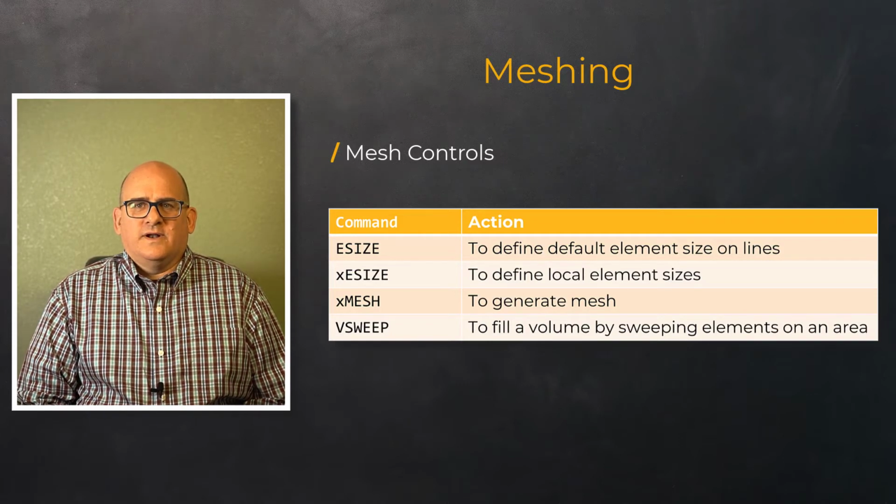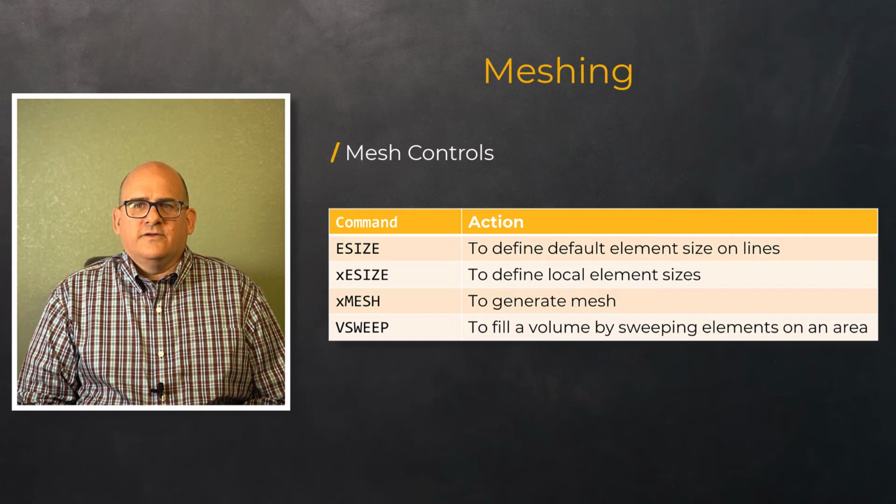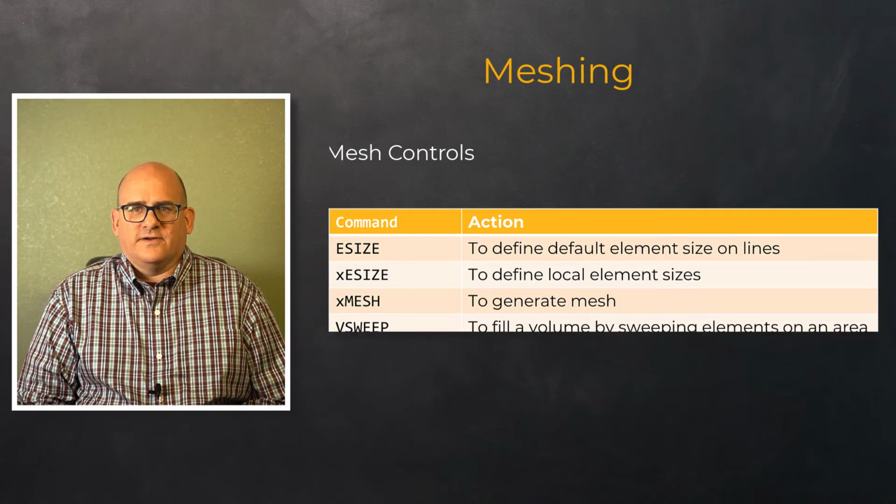The resulting mesh on one entity could be used to control the mesh size on others that share the geometric connections. For example, two areas that share a line. Another useful mesh generation command is vsweep, which is used to fill a volume with elements by sweeping a mesh boundary area of the volume through the volume.